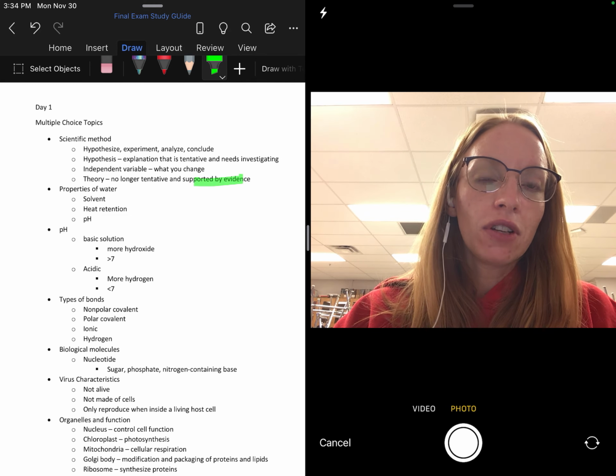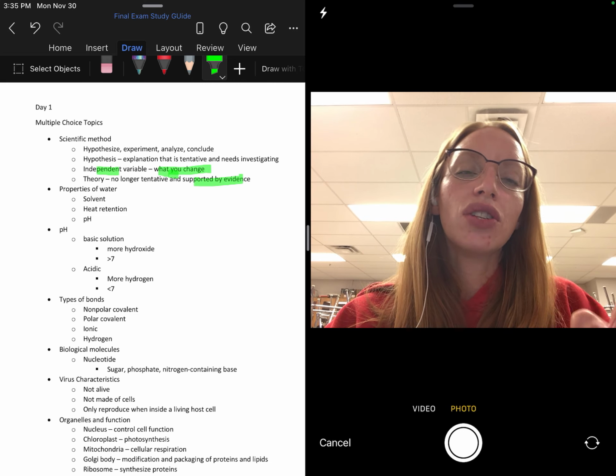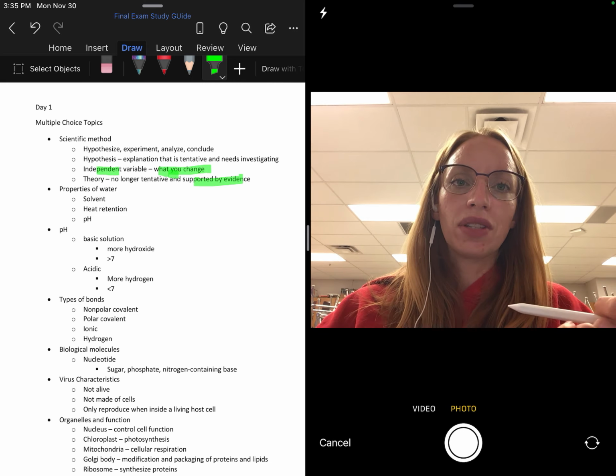And you need to know the difference between the independent variable and the dependent variable. The independent variable is what you change, the dependent variable is what you measure your results in.